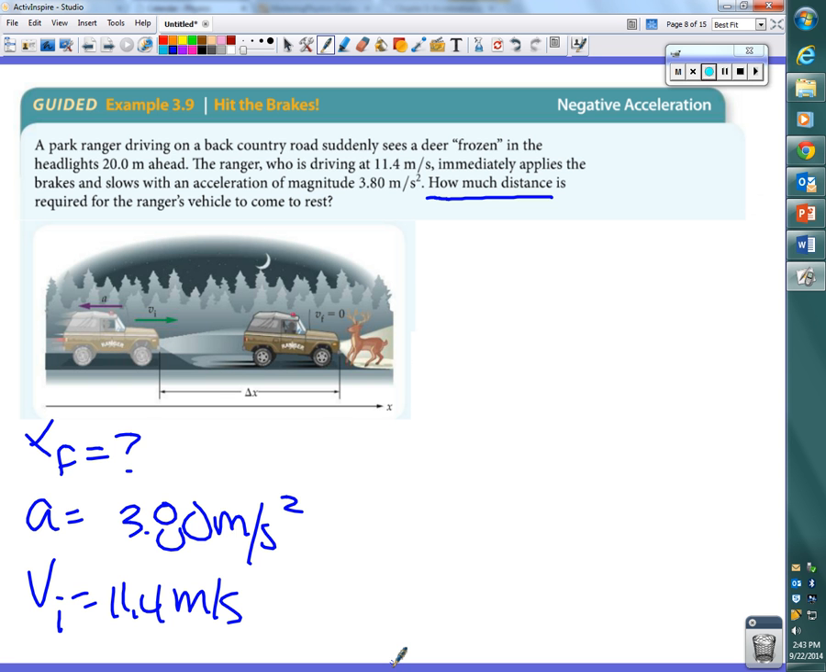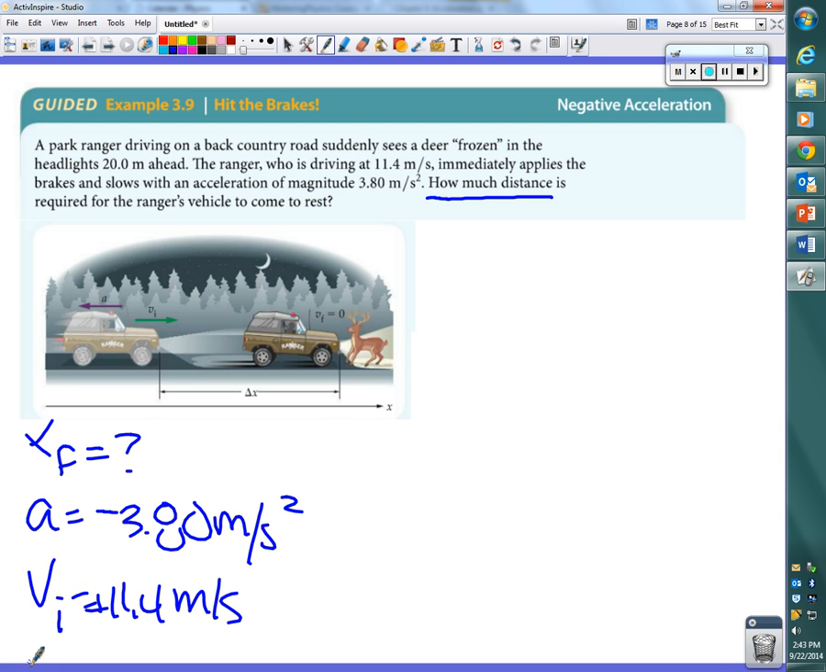So if that's the case, the Ranger's initial velocity would have what sign? Positive, because it's going to the right. So this is going to be positive. But if that's the case, what sign would acceleration have to have? Negative, because it's slowing down. Okay? So sometimes we can pick and it doesn't matter, but other times it does. This is one of the cases when it does matter which signs we pick. Okay? All right, so we got that.